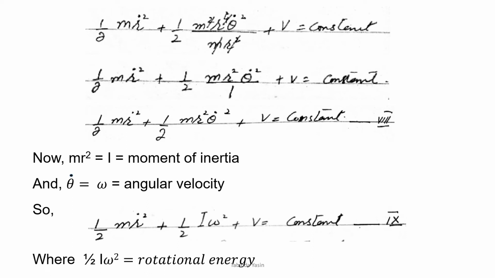So 1 over 2 mv square means kinetic energy. We can see that kinetic energy is in two forms: the rotational kinetic energy 1 over 2 I omega square and the translational kinetic energy 1 over 2 m r dot square, plus the potential energy V, which is equal to a constant.